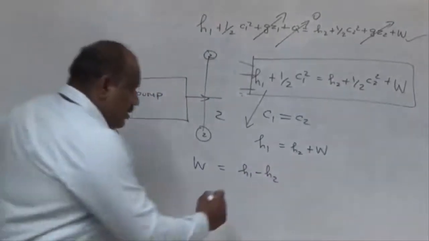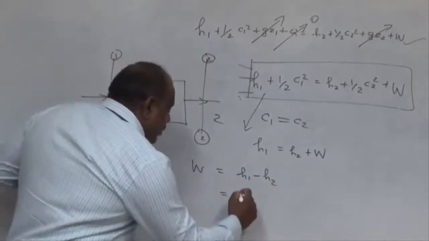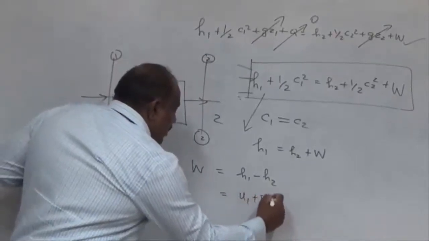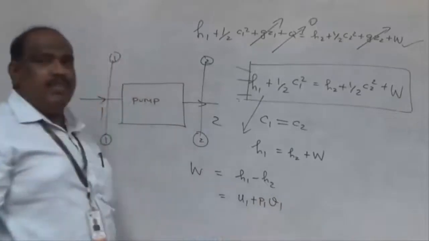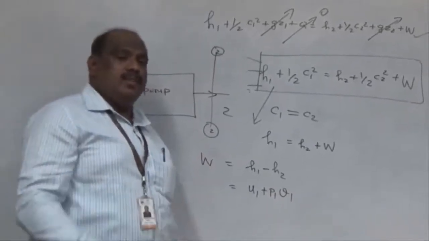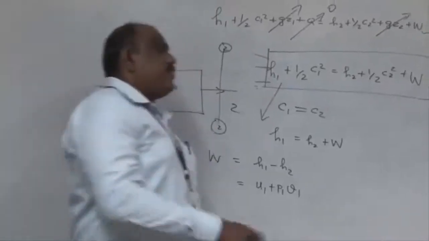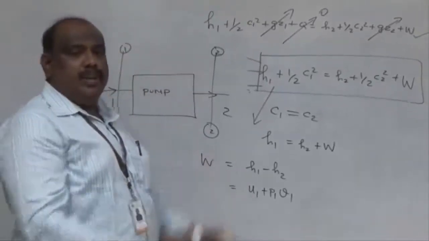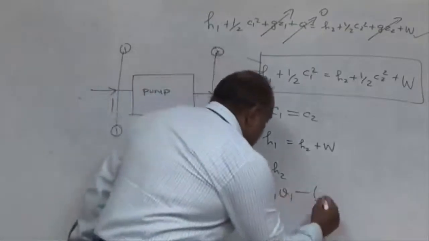What is H1? U plus P. Very good. So it is U1 plus P1 small v1, because we are considering unit mass. Whatever we are deriving, we are considering the mass of the fluid as 1 kg per second. If you want it for 5 kg per second, you multiply by 5 and you get the corresponding answer. Minus, what is H2?